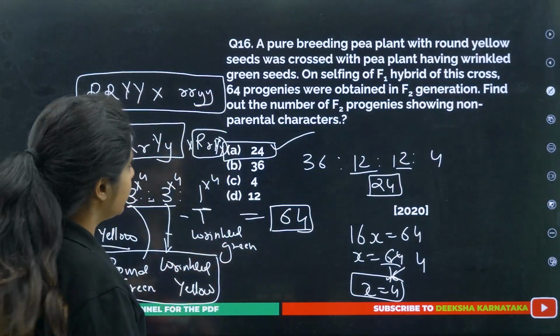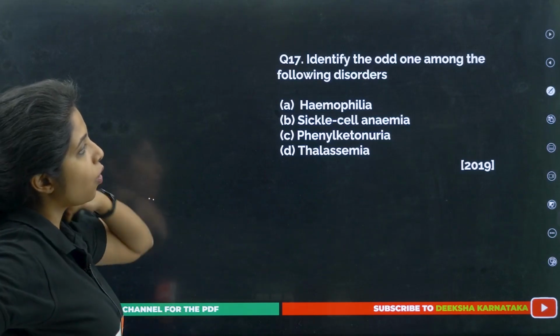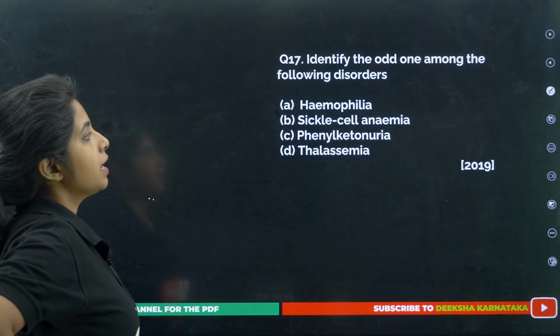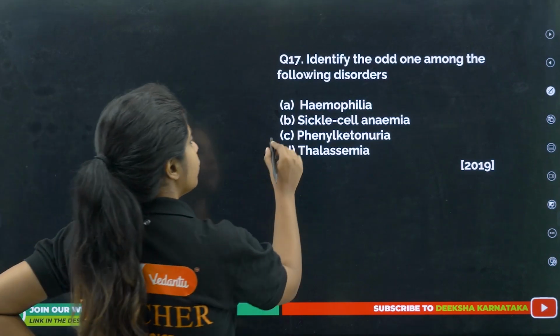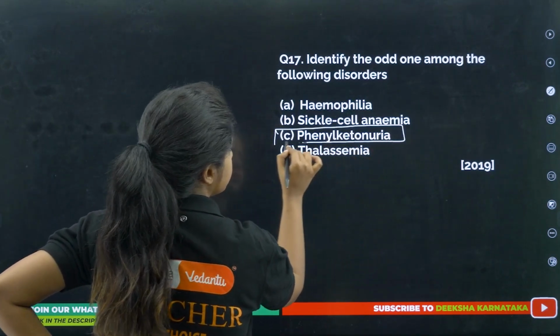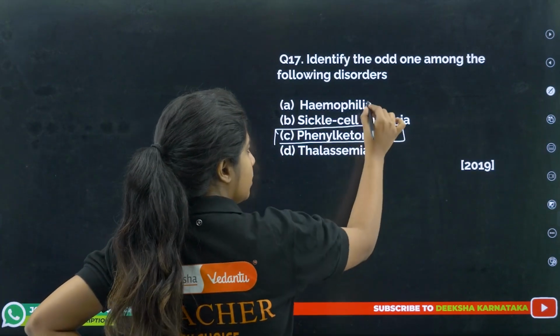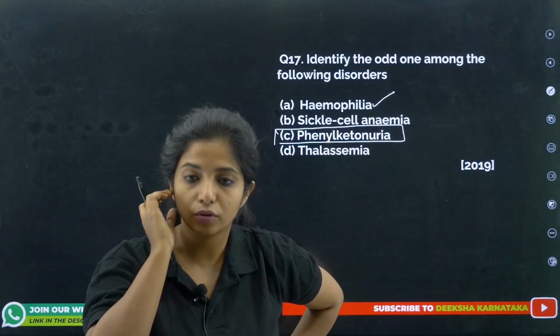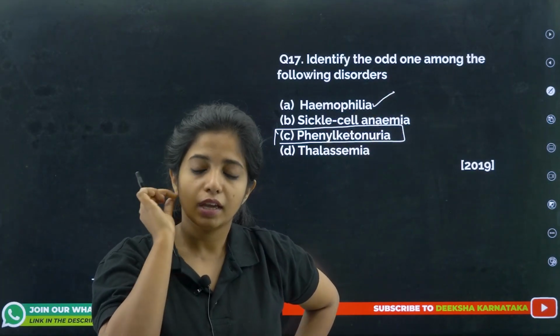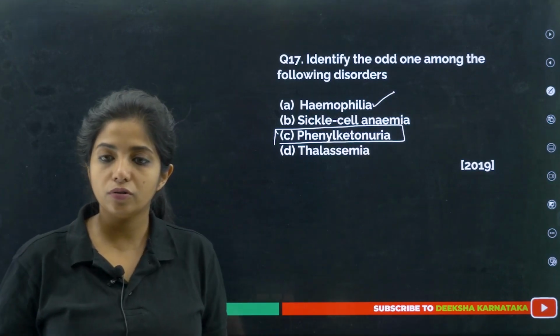Works? Next question. 17. Identify the odd one among the following disorders: hemophilia, sickle cell anemia, phenylketonuria, thalassemia. So I'll say phenylketonuria. Okay, why, children? Hemophilia is a blood disorder where the clotting enzyme is not being produced, hence the clotting won't be happening. If, for example, I get a cut, the blood will go on.